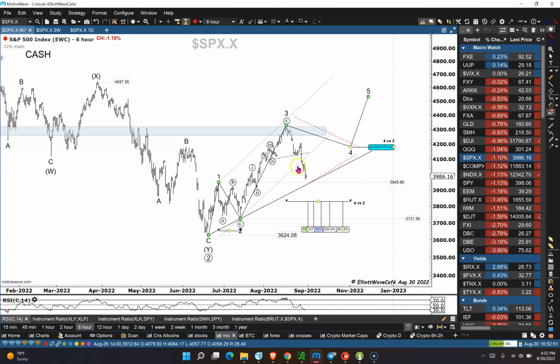So in situations like this, you're allowed to do a brief penetration of this and then go back, but close obviously above the wave 1 top. So that's one of the things that happen in triangles. And this move in here looks like a three-wave move. So I'm pretty much watching this.